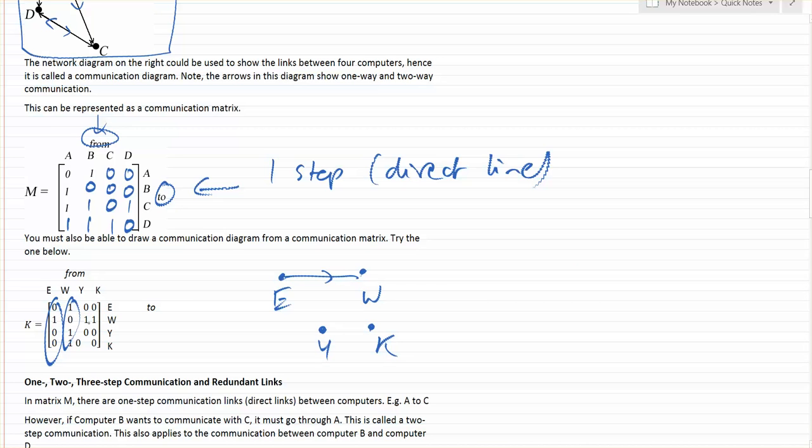In this row, W can go to E, so it can go backwards. W can't go to W, but can go to Y and K. So go to Y and then go to K. For Y, it can only go to W, so it can go backwards. For K, we can see that there's only one communication, and it's between K and W, so it can go back to W. Our diagram looks something like that.